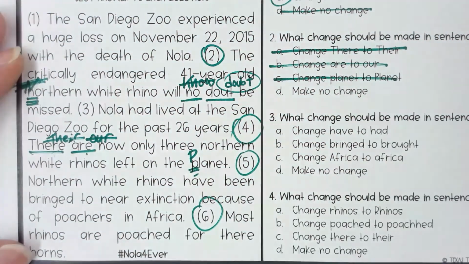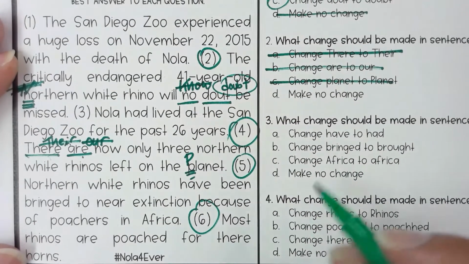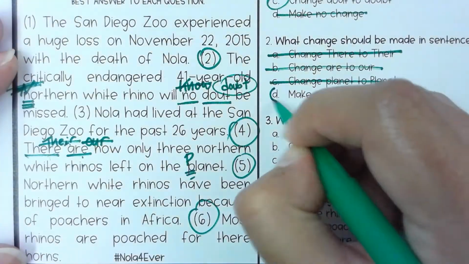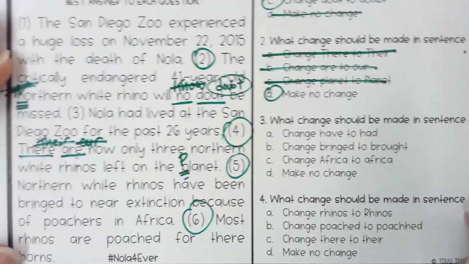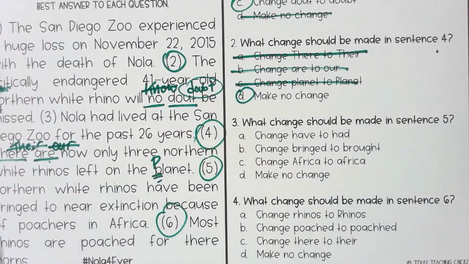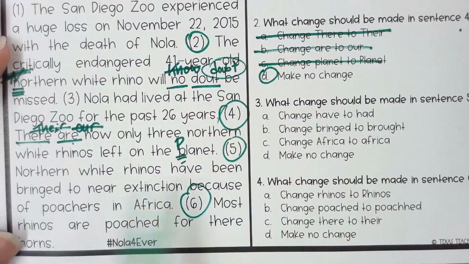Now this one is something that I was talking about earlier. This one is written correctly. You're going to make no change on sentence 4. Now let's look at sentence 5. Northern white rhinos have been bringed to near extinction because of poachers in Africa.